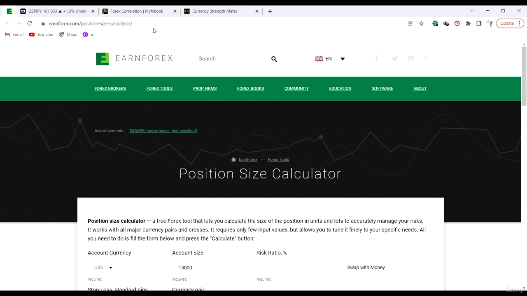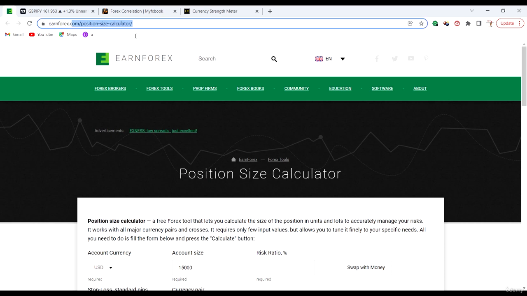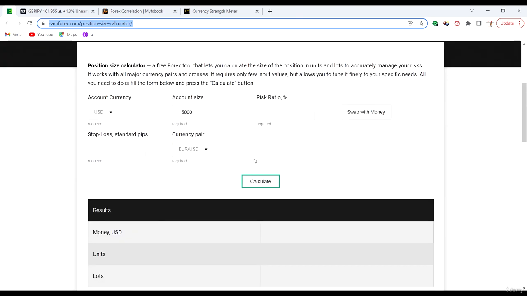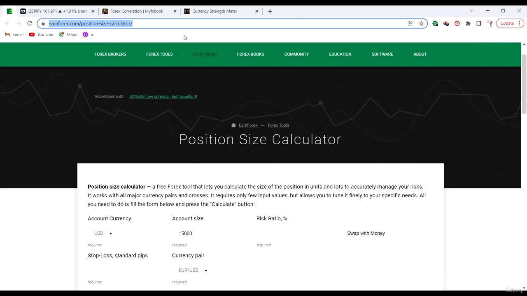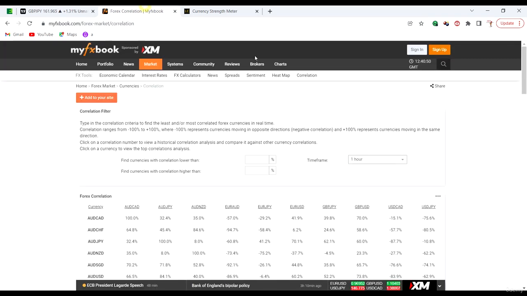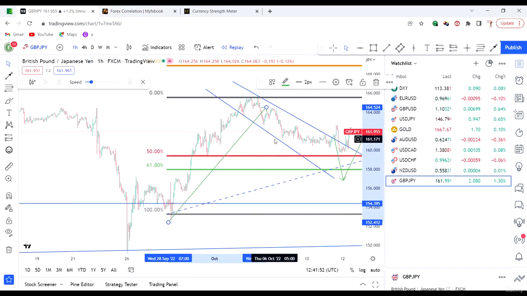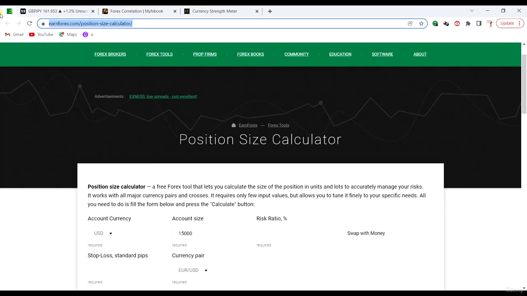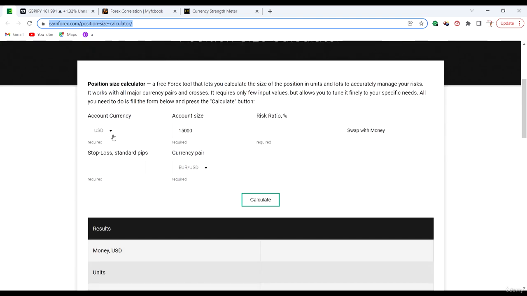earnforex.com/position-size-calculator, just come to this site like this, and you'll be brought to this page. Now you can access different position size calculators online. There is even one here on my FX book. You can locate it. There are different apps, even phone apps, that can help you do this job. So you don't have to always do this on your own.